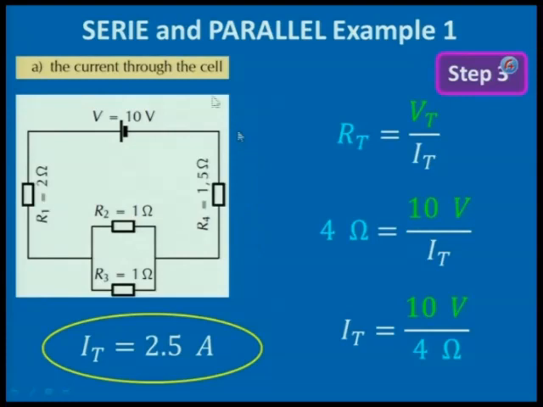Now, finally, we can get to the question, the current through the cell. We have the total resistance, as we just calculated, 4 ohms. And we have the total voltage, which is 10 volts, divided by the I, which you want. So now you rearrange your equation to get the total current, 10 volts divided by 4 ohms, which gives you 2.5 amperes.